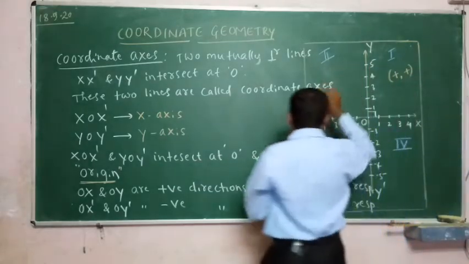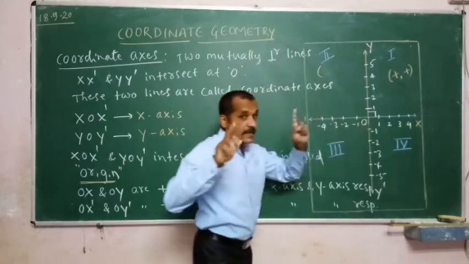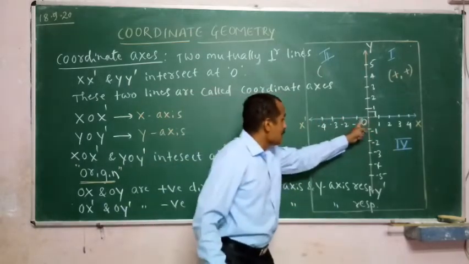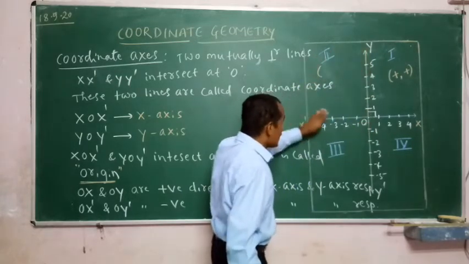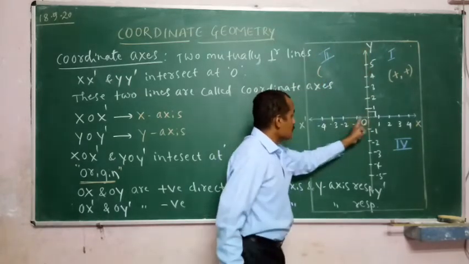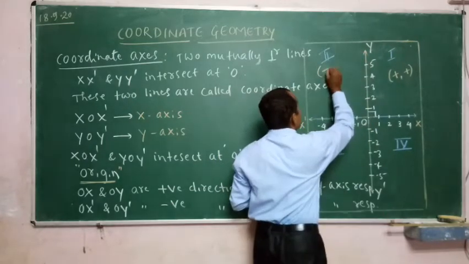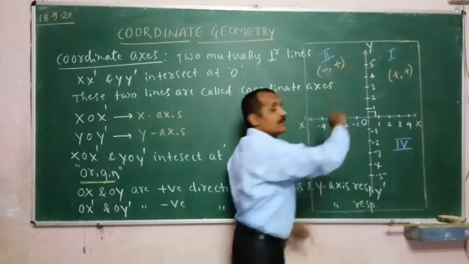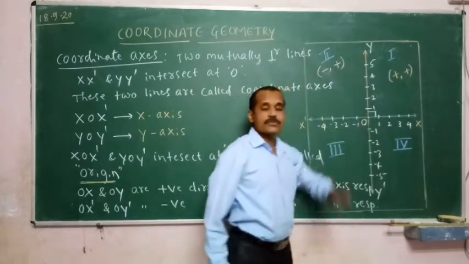What can I write here? See, first I will always say the x value. X value is negative, y value is positive. That means in this area, x value will be negative, y value will be positive. So this is called minus plus. X value negative, y value positive.